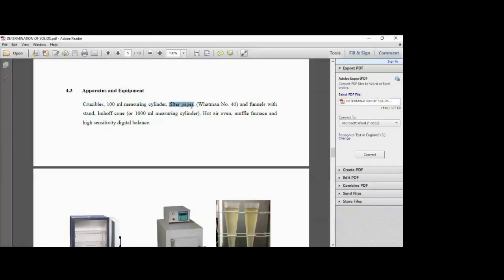We are going to take a filter paper. So which filter paper is to be taken? Whatman number 40 filter paper is to be taken. We are going to take a funnel for filtering purposes. We need an Imhoff cone, right? For the 1000 ml measuring cylinder.